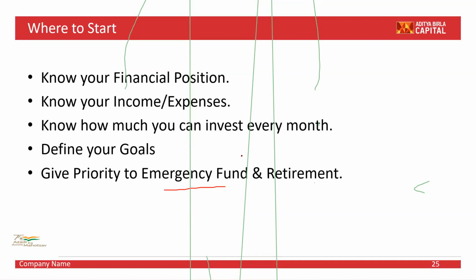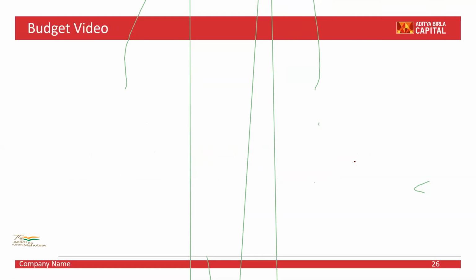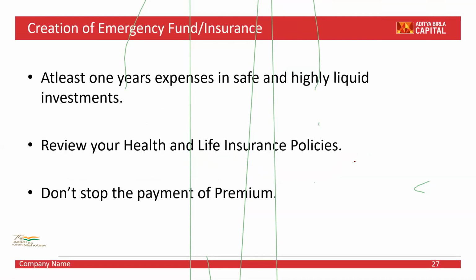Normally, these emergency funds are kept in liquid. You can invest in liquid schemes, wherein the money becomes available very easily, or a fixed deposit or money lying in a savings account is also part of the emergency fund. And similarly, retirement fund I already covered. There is a video on budget I will be taking up later.